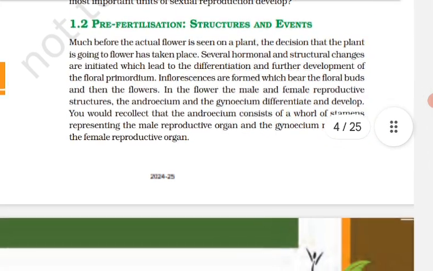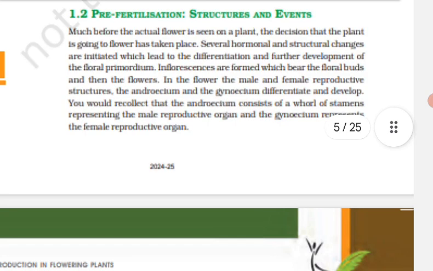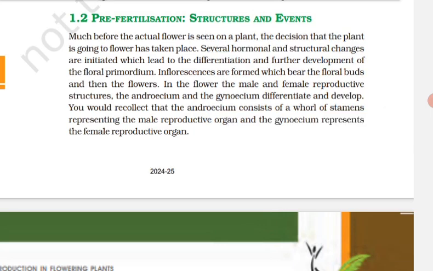The next is pre-fertilization, that is structure and events. We are going to read pre-fertilization. Much before the actual flower is seen on a plant, the decision that the plant is going to flower has taken place. Several hormones and structural changes are initiated, which lead to a differentiation and further development of the floral primordium.